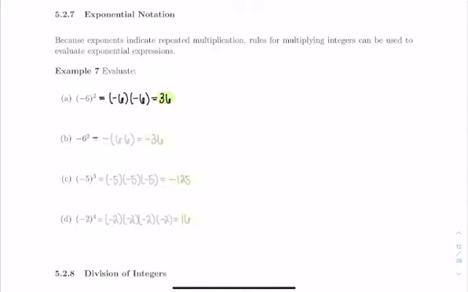Now for the second part, the negative is not being squared, only the 6 is. So that's like having a negative out front, and then we have 6 times 6. Well, 6 times 6 is 36, and we still have the negative up front.